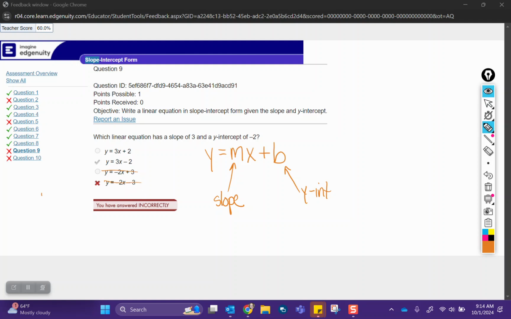The y-intercept is -2. We have to be careful back here because the formula is a plus sign. So if you see a subtraction sign, that means that the y-intercept is negative. Our y-intercept is negative, a -2. So we should see y equals 3x, 3 for the slope, minus 2, y-intercept of -2.